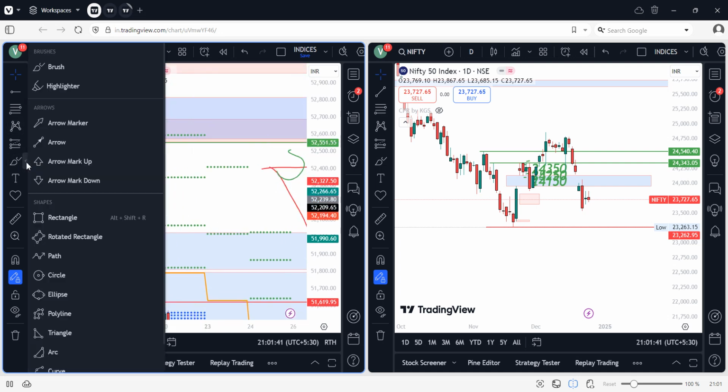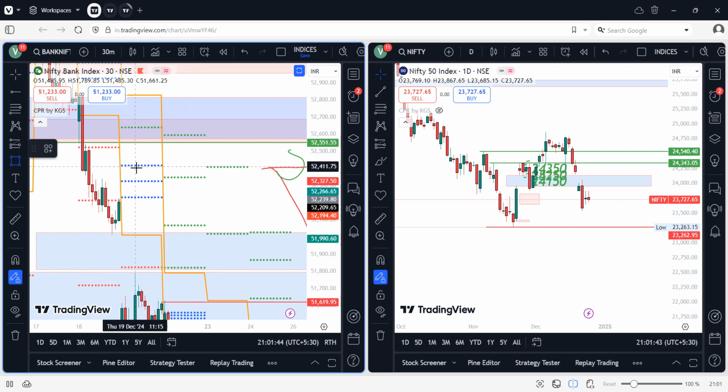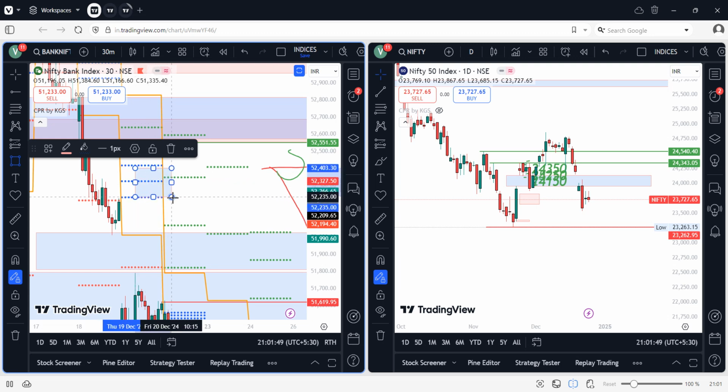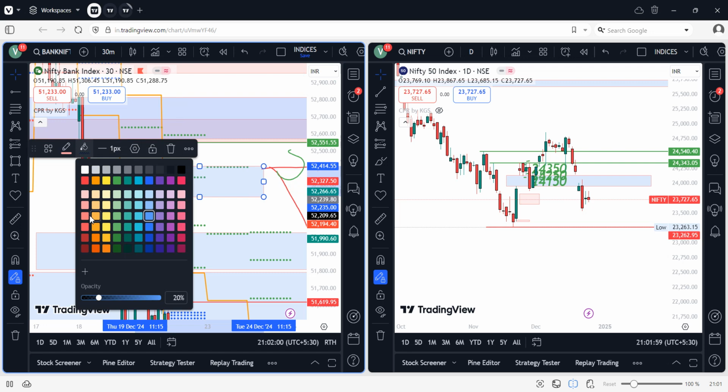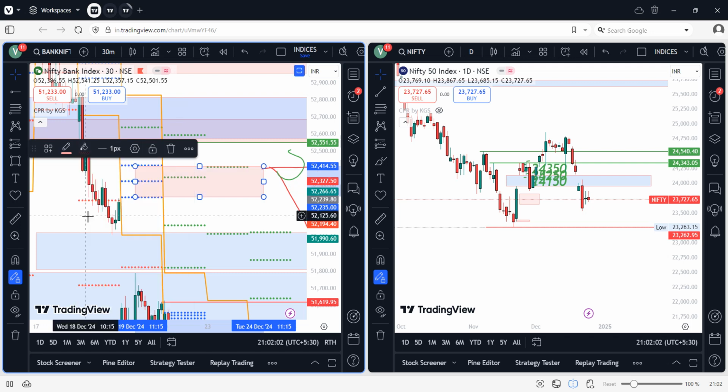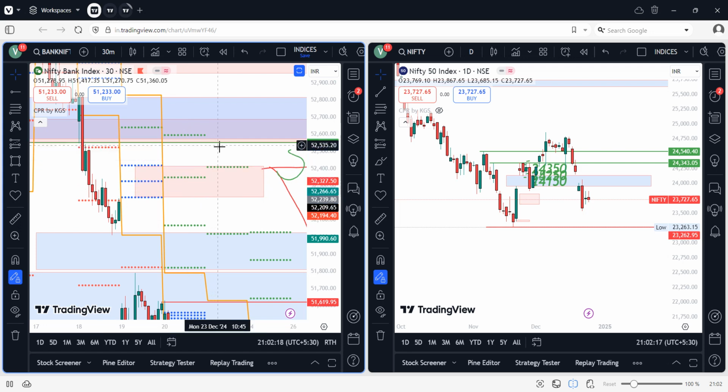Why do we have to mark these levels? Because this is going to act as strong support or strong resistance. If the price stays above this level, this could act as strong support. Let me mark this with a color code. Why the color code? In the live market, when I see the price coming here, I understand that this is the Virgin CPR, so this is going to be a strong reversal zone. In that day's context, I'll take the decision. This is how it actually works.